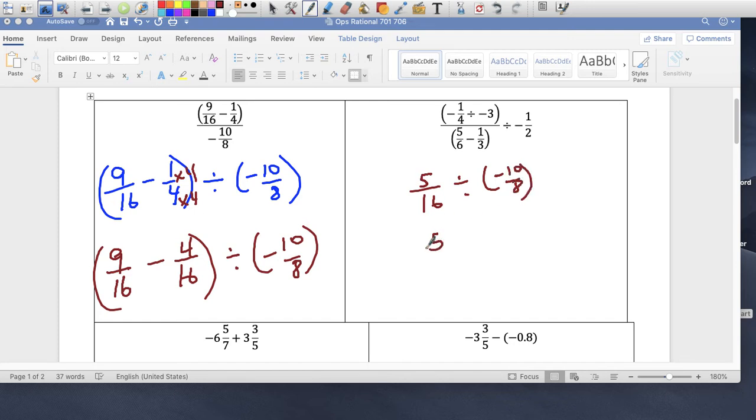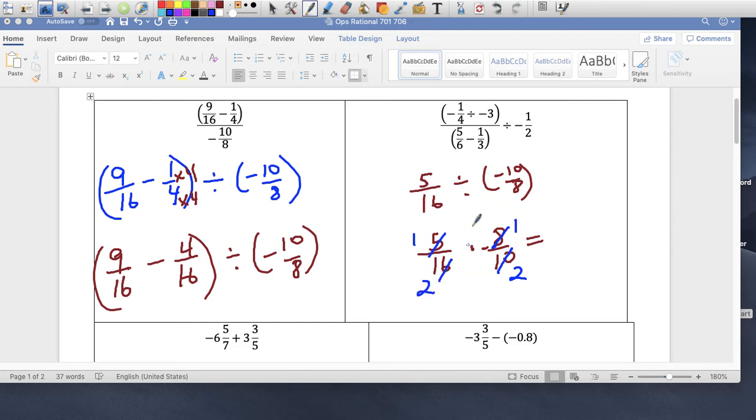Well, we're going to multiply by the reciprocal: 5 over 16 times 8 over 10, negative, and that's it. And then can we simplify anything? Can we take one of the two numerators and simplify with one of the two denominators? I think we can. We can do the 5 and the 10, right? 5 divided by 5 is 1. 10 divided by 5 is 2. I can do the 8 and 16. I can divide the 8 by 8. And 16 I can divide by 8 and gives me 2.